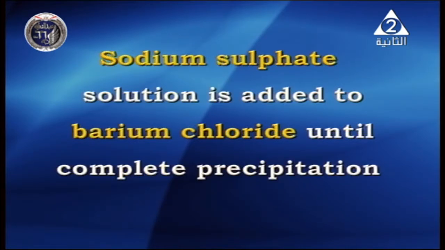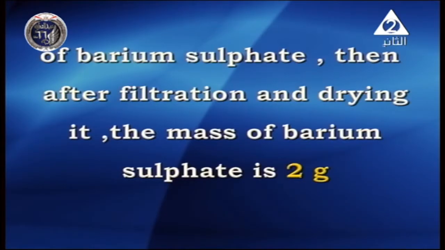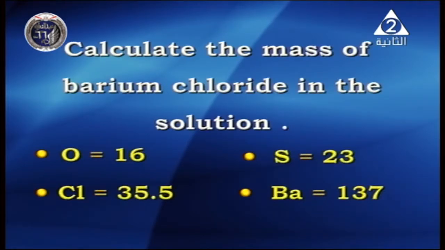For example, sodium sulfate solution is added to barium chloride until complete precipitation of barium sulfate. Then after filtration and drying it, the mass of barium sulfate is 2 grams. Calculate the mass of the barium chloride in the solution. Here the atomic mass of oxygen equals 16, sulfur equals 32, chlorine equals 35.5, and barium equals 137.